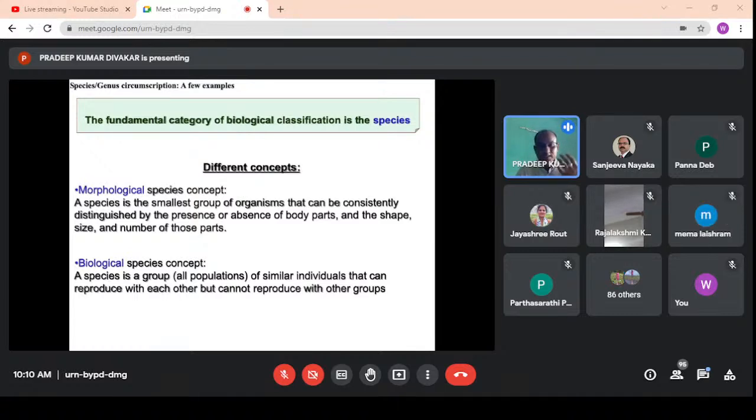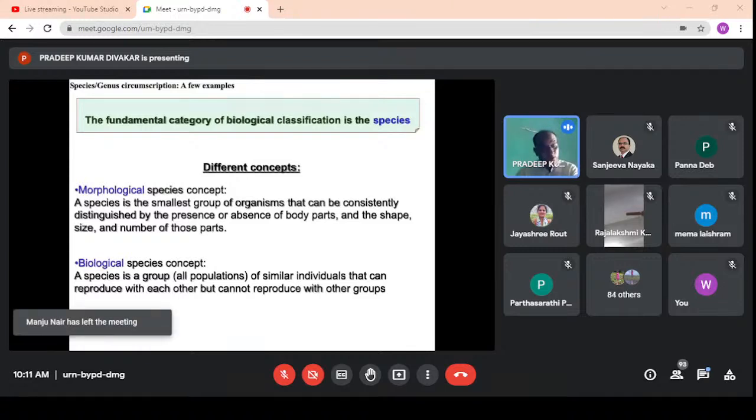So what is the morphological species concept? In brief, I have put the explanation here. A species is the smallest group of organisms that can be consistently distinguished or separated by the presence or absence of morphological features. That could be body part, shape of the lobe, size, presence or absence of soralia, etc., and the number of those parts. This is the morphological species concept.